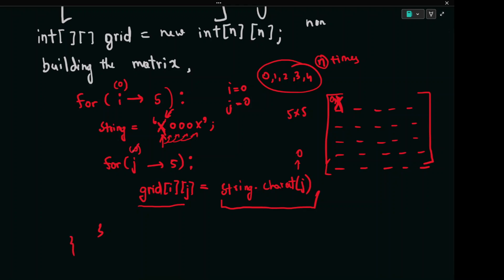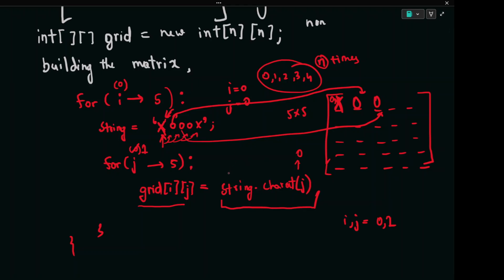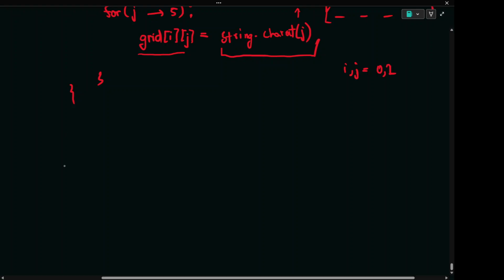Now j will become 1. Now what will i j become? It will become 0, comma 1. So O will come here. Then j will become 2, 0, comma 2. O will come here. This O will come here, and then this row O will come here. That is how you do it for every string. Do you get it? Is it clear? Good. Now that we formed a matrix, we know that there is a matrix, correct?